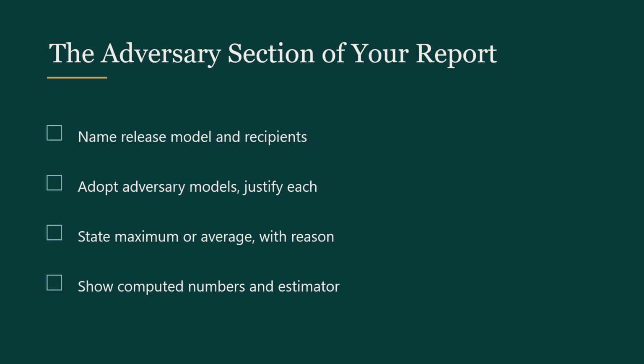Item 3. Adopt your adversary models explicitly: prosecutor, journalist, marketer, or a combination, and tie each adoption to a scenario from Item 2. Item 4. State whether you are evaluating at the maximum or the average, and give the reason, which will be a sentence about whether the adversary chooses the target. This is the single most challenged sentence in the section, so write it as if it will be quoted back to you. Item 5. Show the numbers. Not a claim that risk is low, the computed values, with the equivalence class distribution behind them.